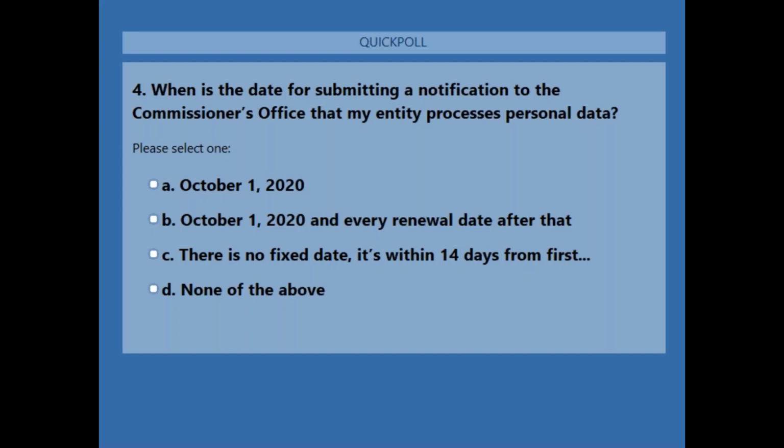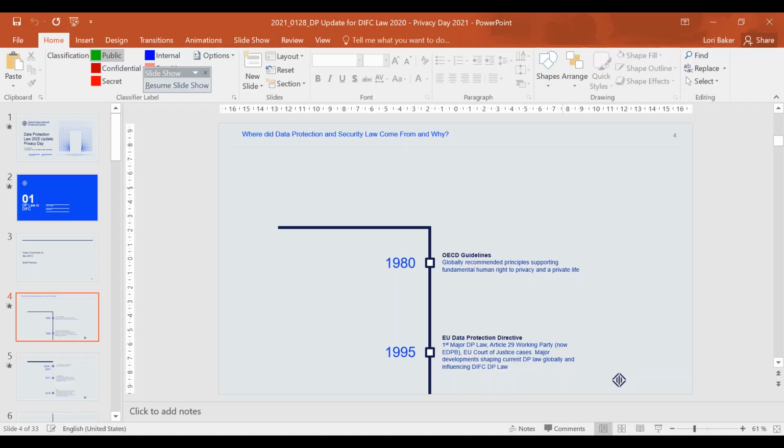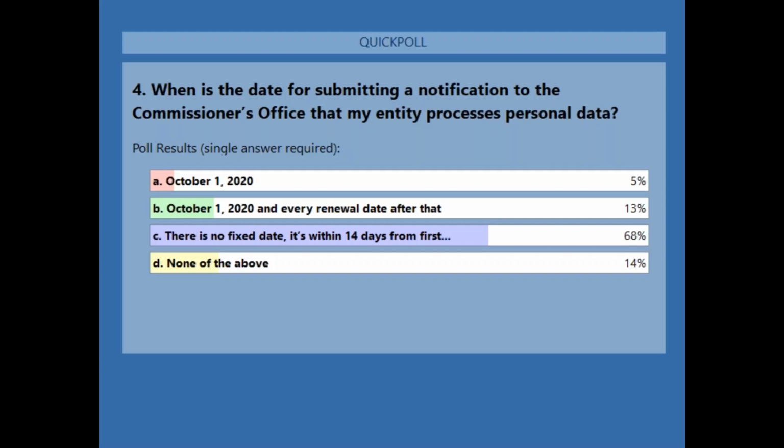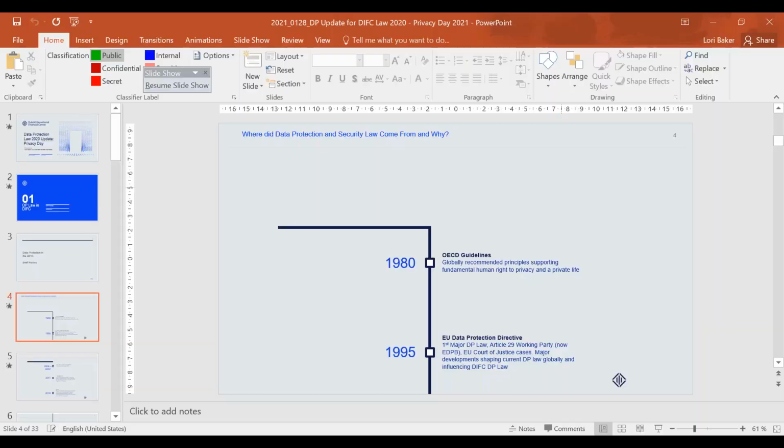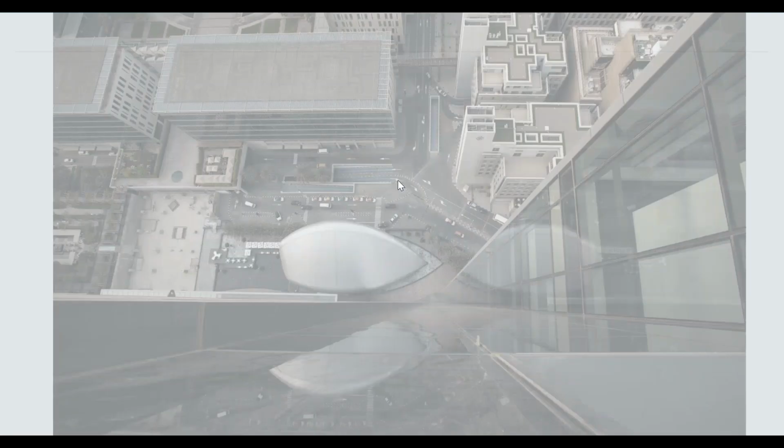Okay, so when is the date for submitting notifications? Are we closing the poll? Yes, 60%. Great. Okay, perfect. Let's see what we got here in terms of our results. Great. Yes, there is no fixed date. It is within 14 days from the first known processing of personal data and any changes to processing thereafter. So absolutely glad you got that one right. We'll move on.